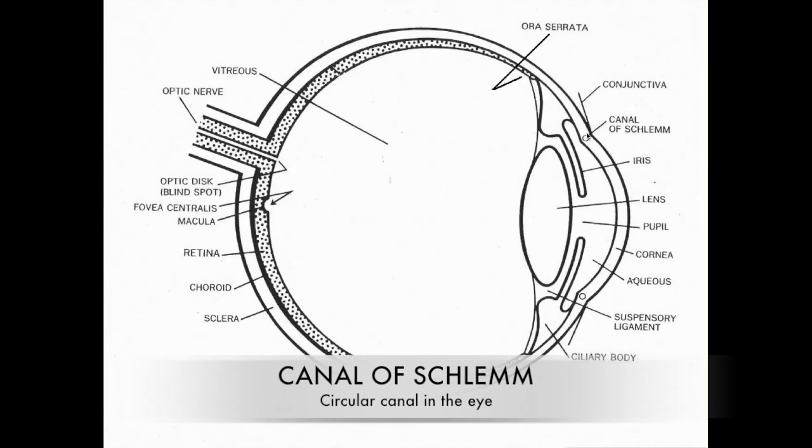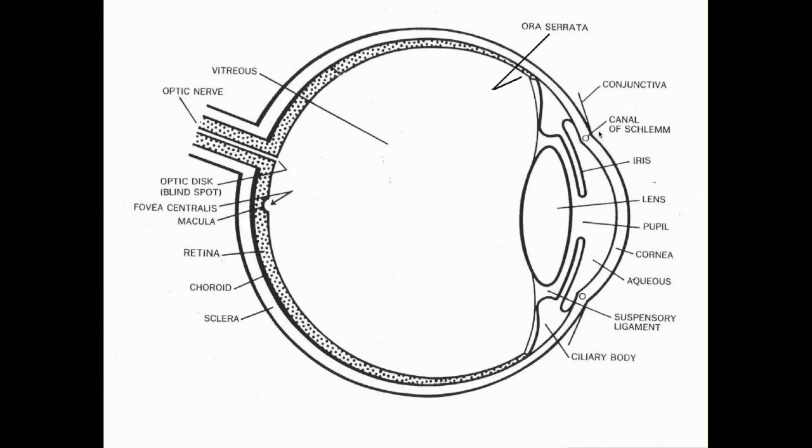The canal of Schlemm, located right here on the diagram, is located in the angle between the cornea and the iris. Aqueous liquid exits out of the eye via this circular canal of Schlemm.